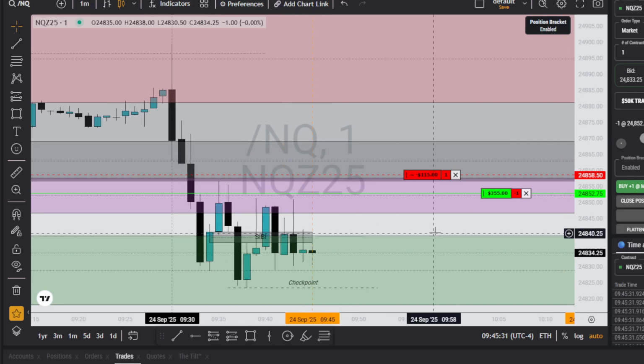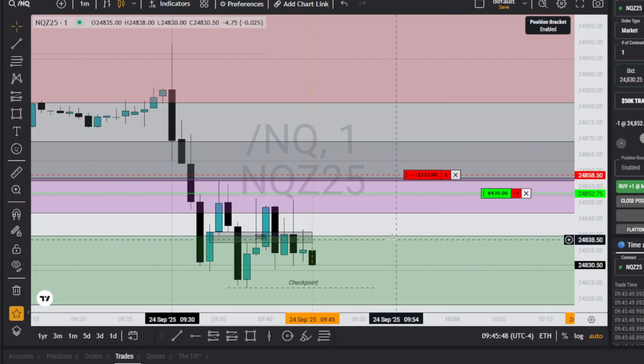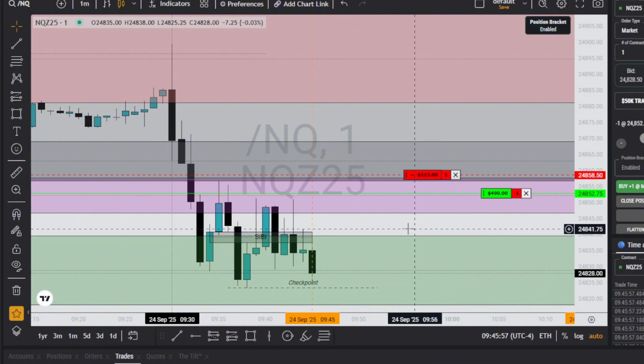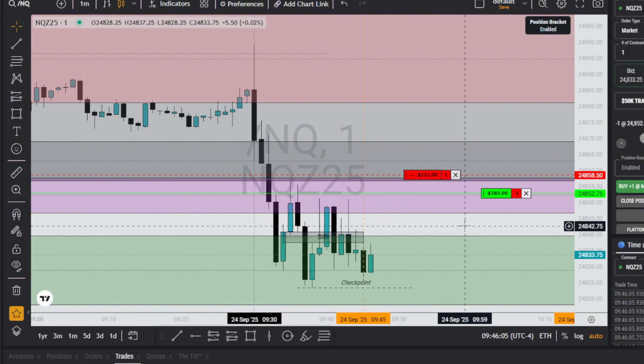So now we're in the macro. This is 9:45. Just opened it. And I'm just like, I hope the macro pushes down. At this point, I'm being patient. Just trying to see what price is going to do.